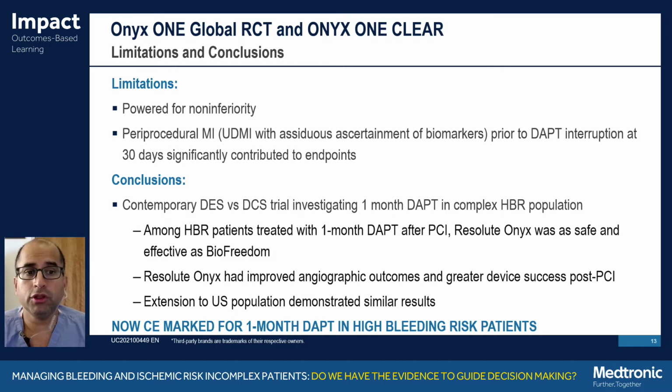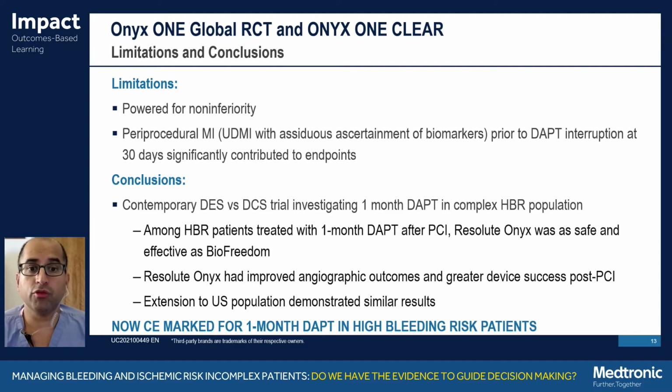And so in conclusion, this is a contemporary DES versus drug-coated stent trial investigating 1 month of DAPT in a complex high bleeding risk population. Complex lesions were included, STEMIs were included. It was 50% ACS, almost 40% diabetic. And in this population, treatment with the Resolute Onyx stent with just a month of dual antiplatelet therapy was as safe and effective as BioFreedom stent.